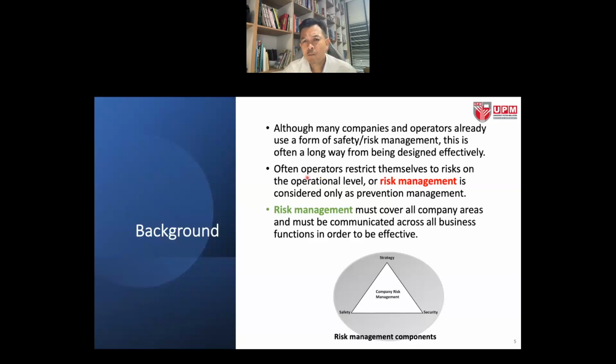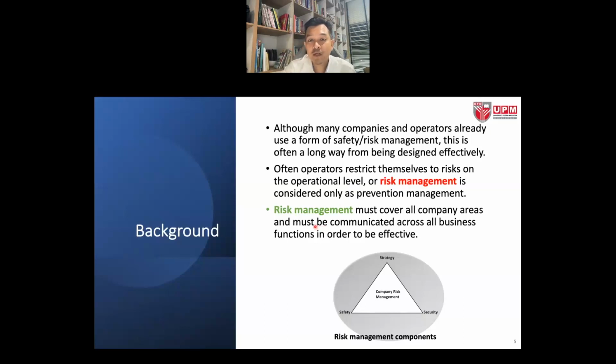Often, operators restrict themselves to risk on the operational level, or what we call risk management, which is considered only as prevention management. So the normal practice is basically that risk management is only considered as prevention management. You want to prevent something bad from happening. You want to prevent any hazardous materials being used, or control how they are used.